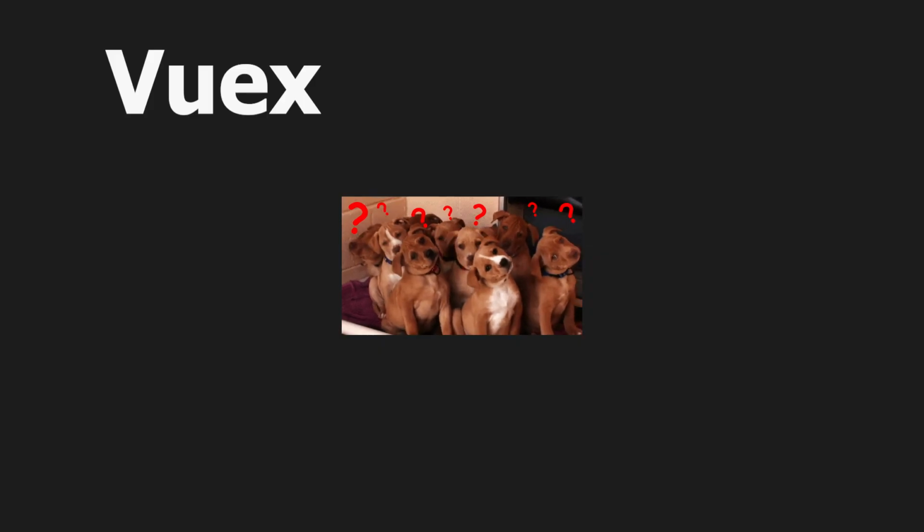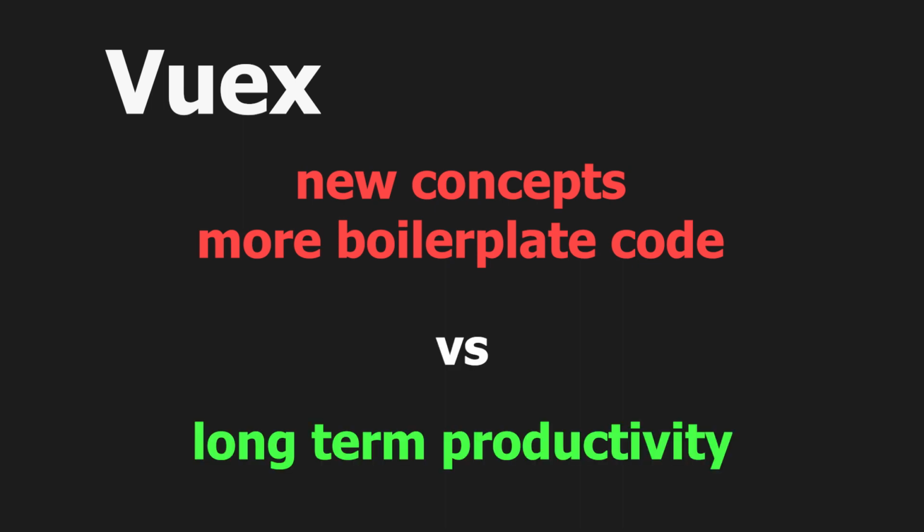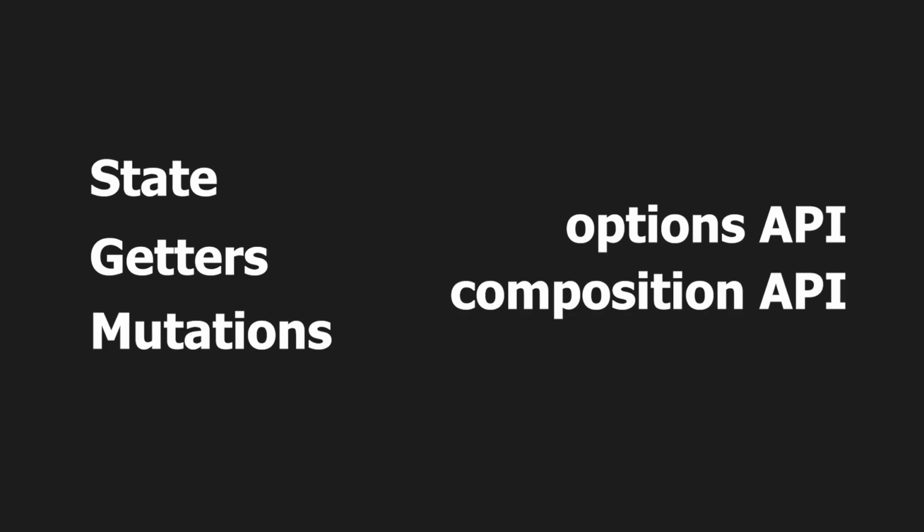When deciding to use Vuex, it comes down to having to learn new concepts and more boilerplate code for better long-term productivity. Today, we'll be creating a simple counter app from scratch to learn the basics of using Vuex 4 with the Vue 3 composition API. We'll start by taking a look at Vuex concepts like state, getters, and mutations, and how to use these within the options API. Then we'll switch over to the composition API and implement the same functionality. We will also create some reusable helper functions to make accessing the store in the composition API more readable.